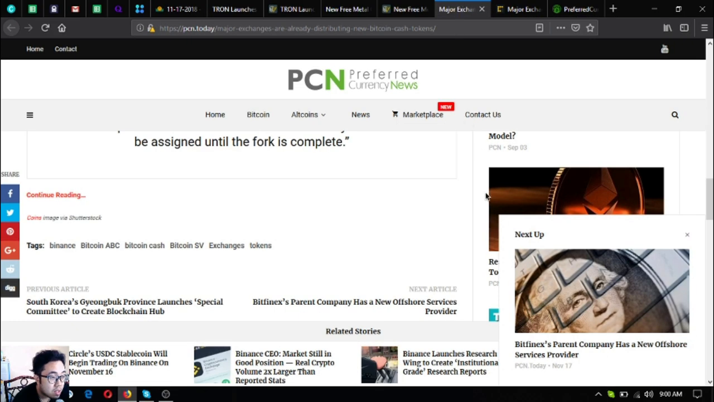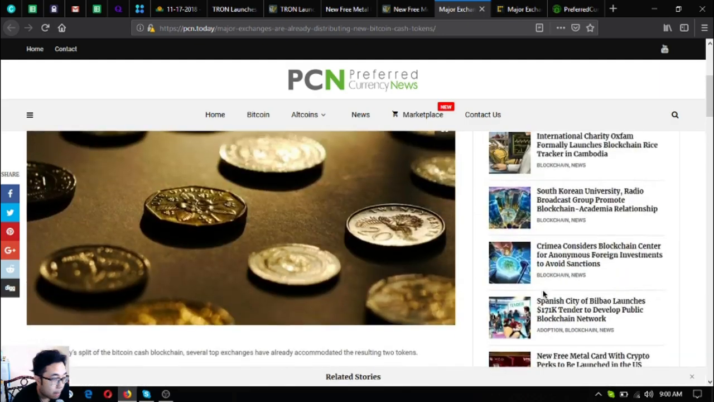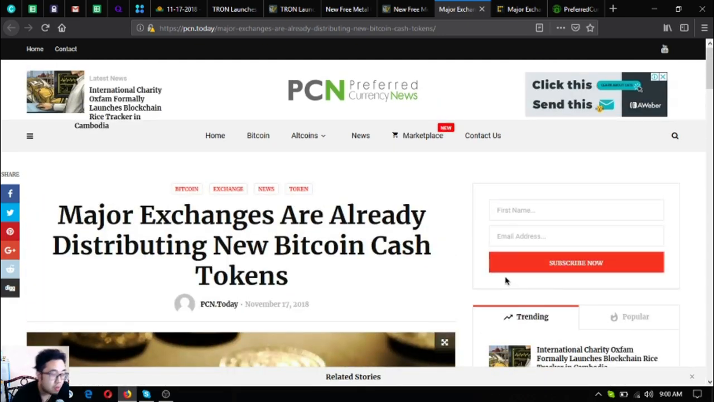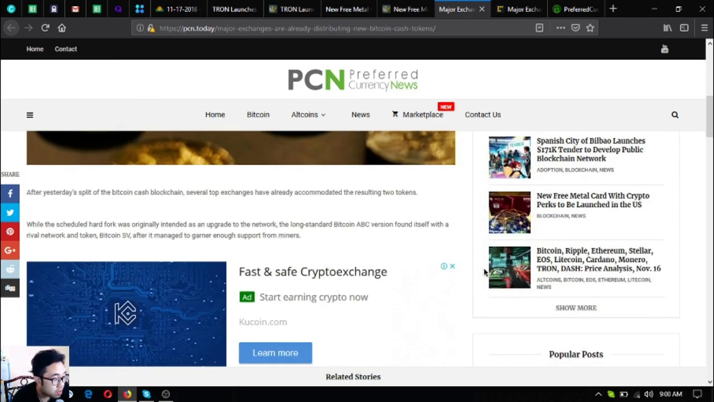The third main story is major exchanges are already distributing new Bitcoin Cash tokens. So after yesterday's split of the Bitcoin Cash blockchain, several top exchanges have already accommodated the resulting two tokens. While the scheduled hard fork was originally intended as an upgrade to the network, the long standing Bitcoin ABC version found itself with a rival network and token, Bitcoin SV, after it managed to garner enough support from miners.